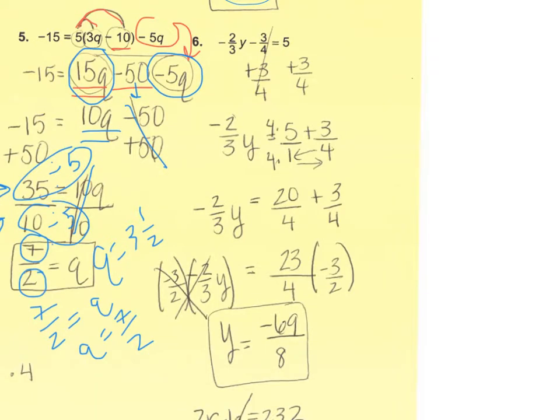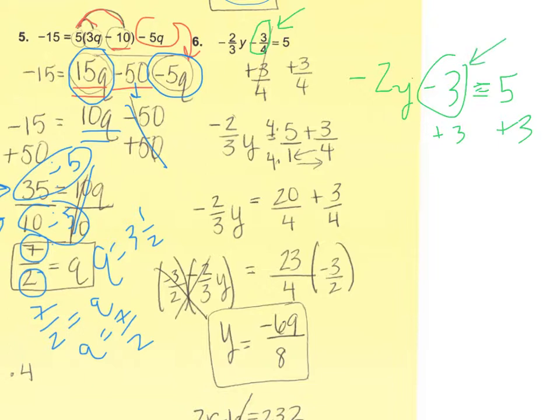Okay, for the fraction problem in number 6, we first want to move the negative 3/4. So pretend it's an integer. Pretend we have negative 2y minus 3 equals 5. You all find that one easy, right? You would add 3 to both sides first. Okay, well, this is the same concept. We're trying to get rid of this green bubble. We're trying to get rid of negative 3/4 instead of negative 3. So, like adding 3, we're just going to add that fraction to both sides.